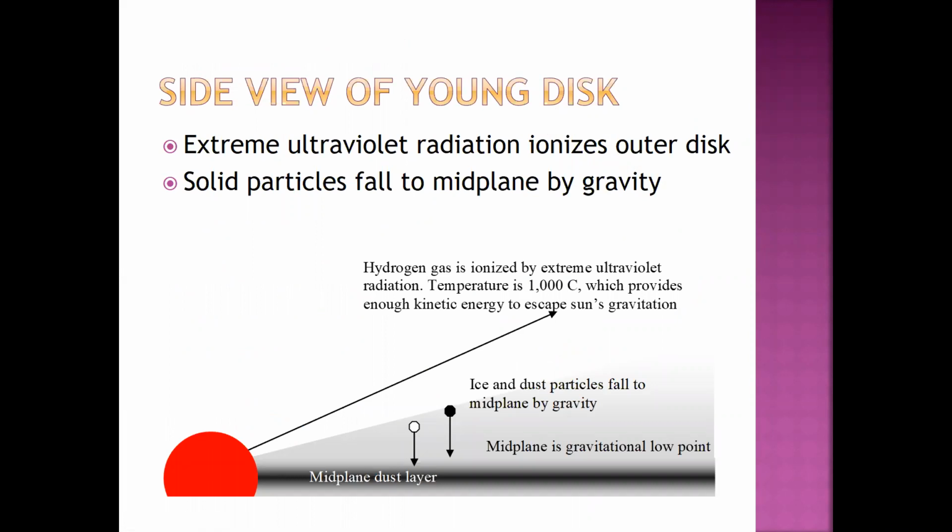This is a side view of a young disk, and extreme ultraviolet radiation ionizes the hydrogen gas in the disk and dissipates the disk first close to the star and then far from the star. And then particles of ice and dust fall to the midplane by gravity. So the midplane is the gravitational low point, and also the sun is a gravitational low point. So that means that particles fall towards the disk and move towards the sun.